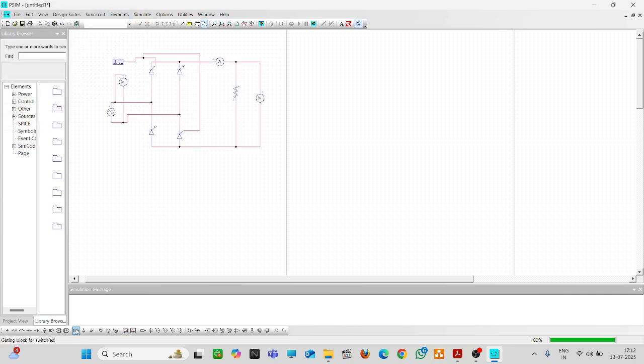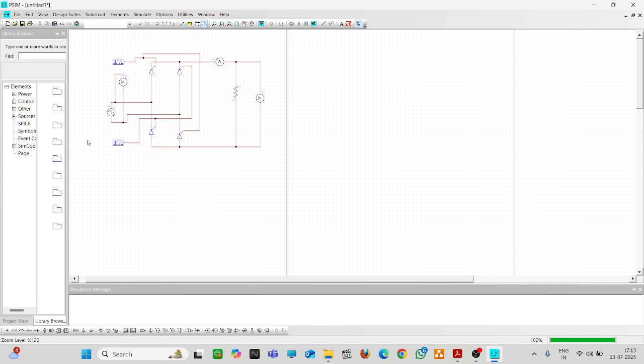Now similarly for T3 and T4. The connection should be done. Everything is right. I think this was not properly connected. Now T3 and T4 will both have the same gating pulse. I don't know why I have put all these wires, but let it be, not an issue.